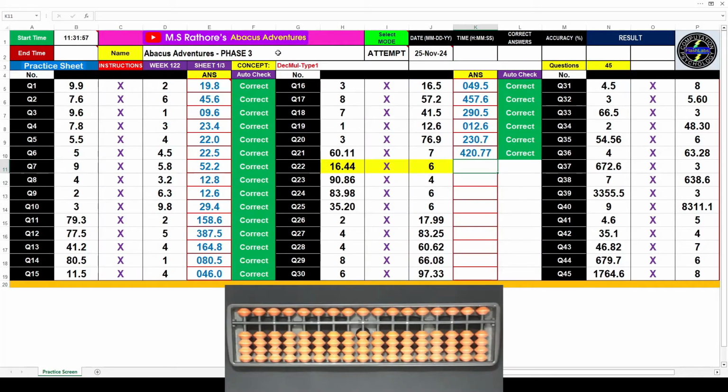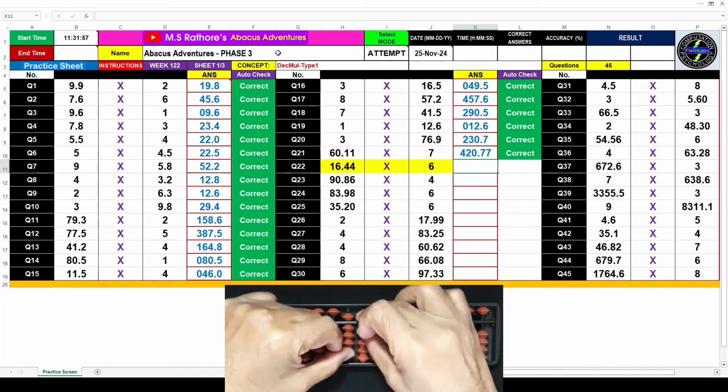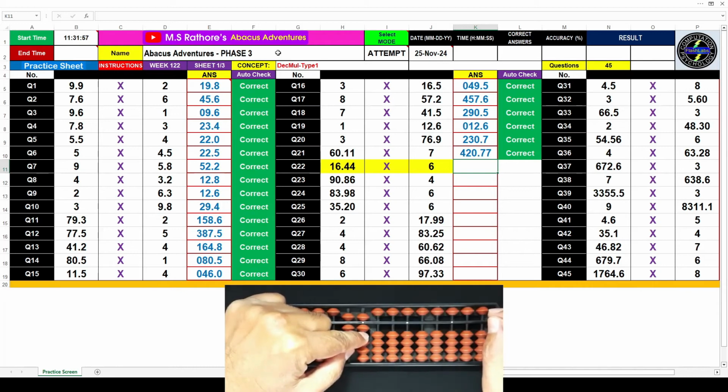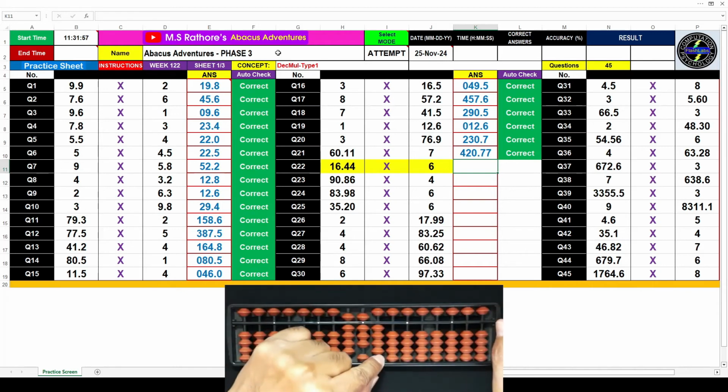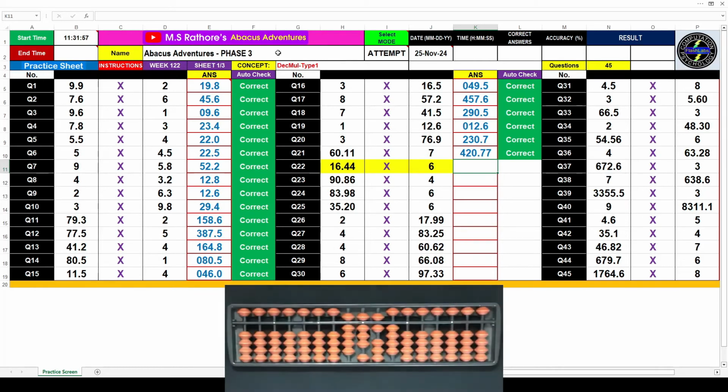Question number 22, 16.44 multiplied by 6. Two digits in the integral part of the multiplicand, one digit in the multiplier, that makes 3. Let's place the left index finger on rod number 3. 6 ones are 06, shifted. 6 6s are 36, shifted. 6 4s are 24, shifted. 6 4s are 24, and the answer is 098.64.